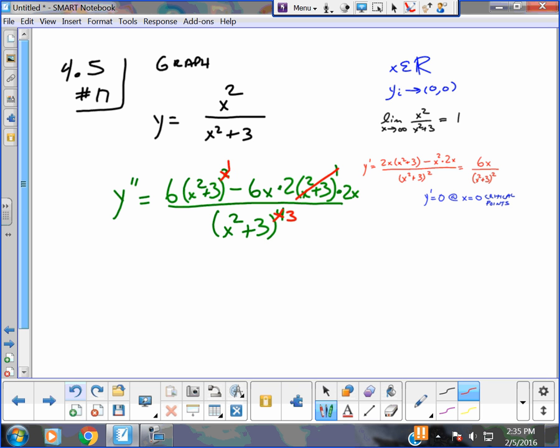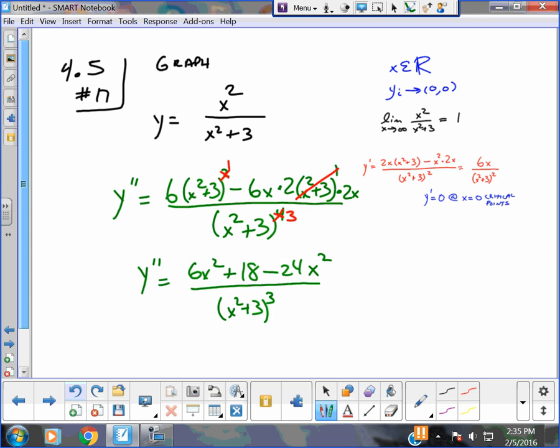Look at what happens to the numerator. Instead of having a squared, I have a single power. So I can write y prime prime. I'll distribute the 6. 6x squared. Let's make sure I don't make a math mistake. 18. 6 times 2 is 12x times 2. It's minus 24x squared. All over quantity x squared plus 3 to the third. 6x squared minus 24x squared is negative 18x squared.